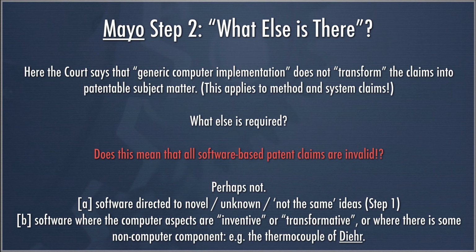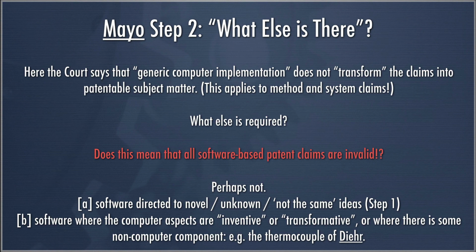However, I don't think that that's really the case. So software that's directed to novel or unknown or not the same sort of ideas. I mean, back to this Mayo Step 1 analysis, if it doesn't smell like, if it doesn't feel like some of these earlier unpatentable abstract ideas, then I don't think it's going to be much of a problem under Step 1, right? So you avoid Step 1.